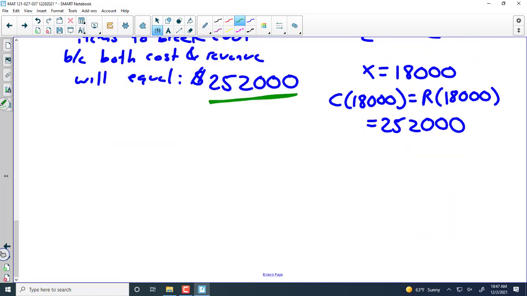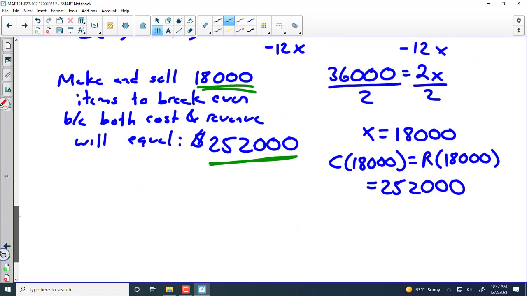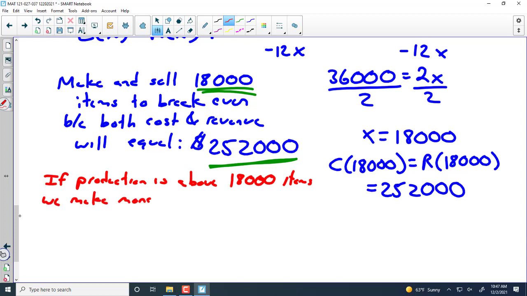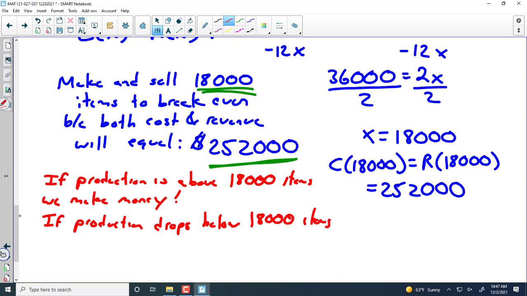The way this break-even point works is, if production is above 18,000 items, we make money. If production drops below 18,000 items, we lose money.